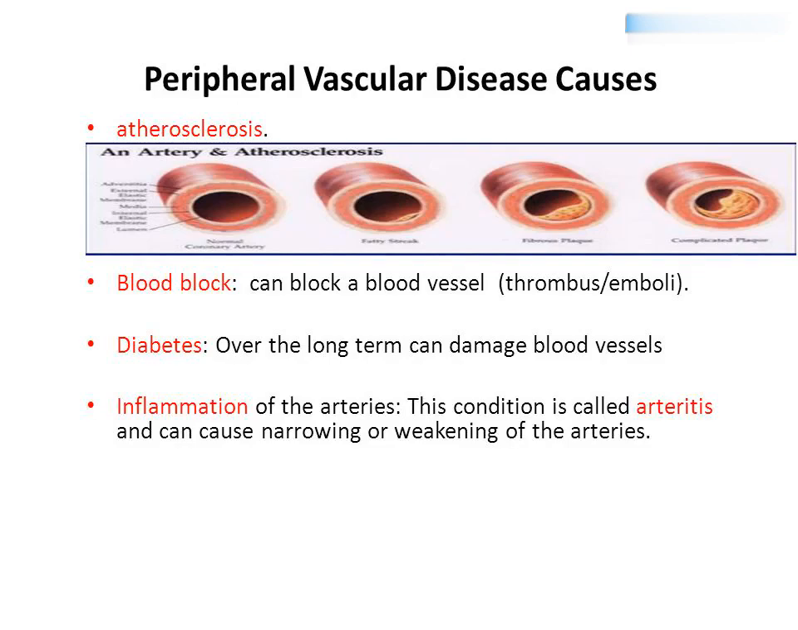Peripheral vascular disease causes. Atherosclerosis. A blood clot can block a blood vessel: thrombus or emboli. Diabetes, over the long term, can damage blood vessels. Inflammation of the arteries, a condition called arteritis, can cause narrowing or weakening of the arteries.